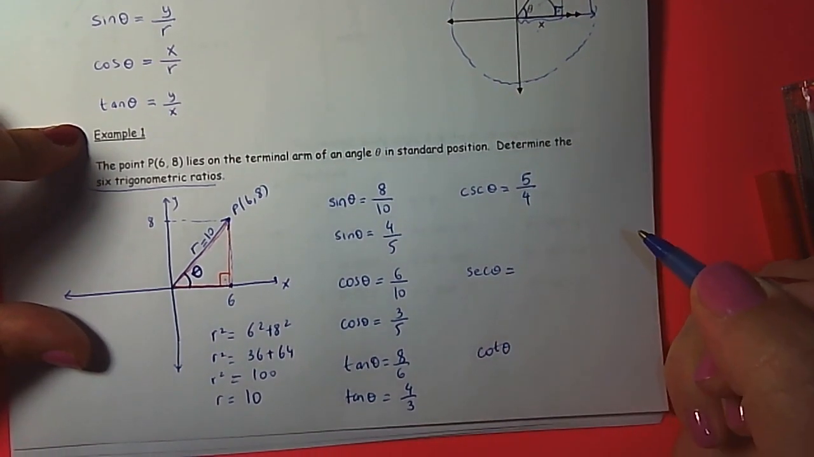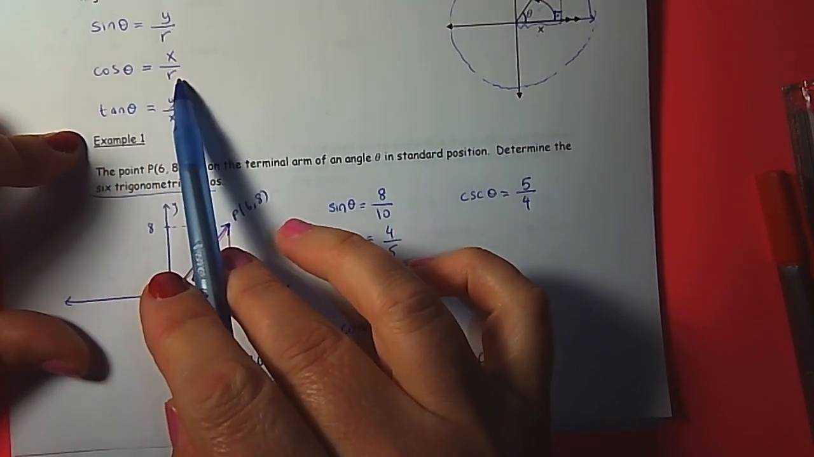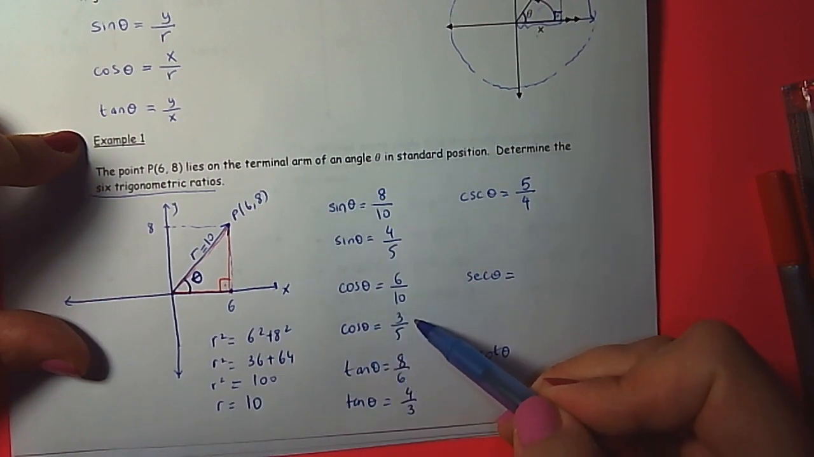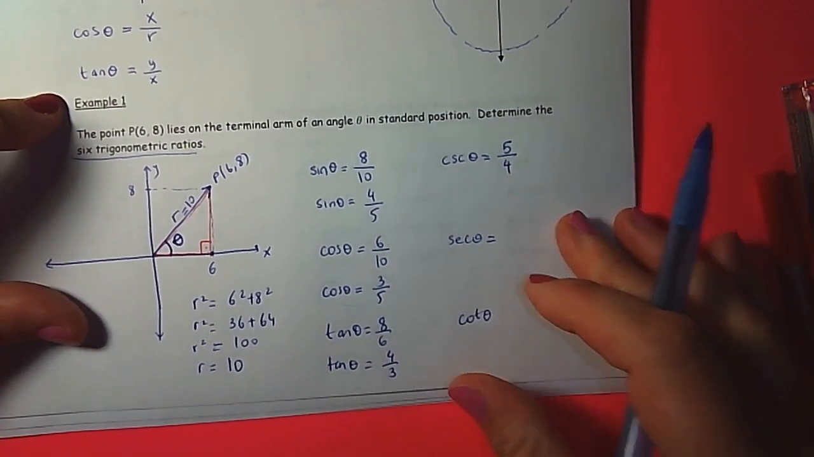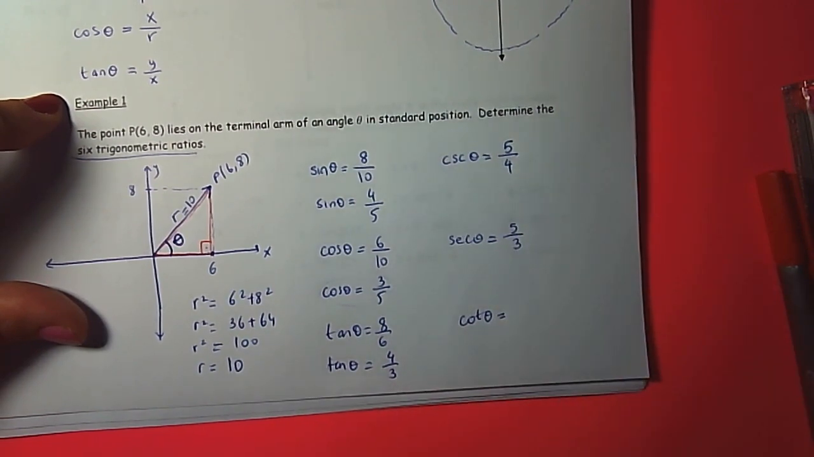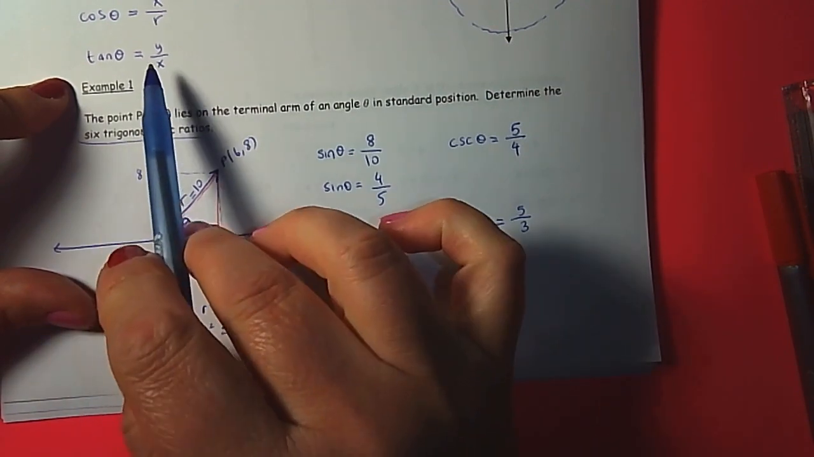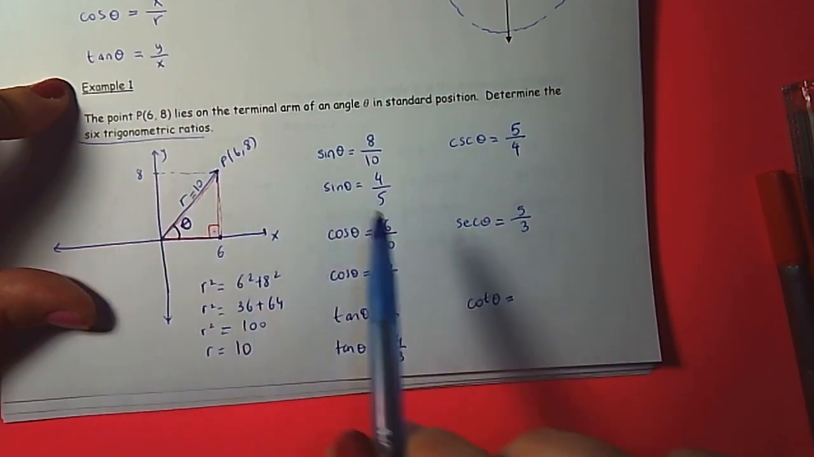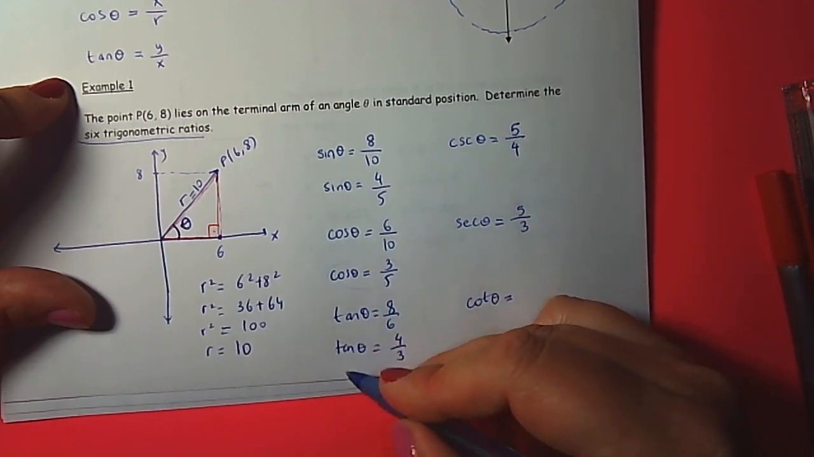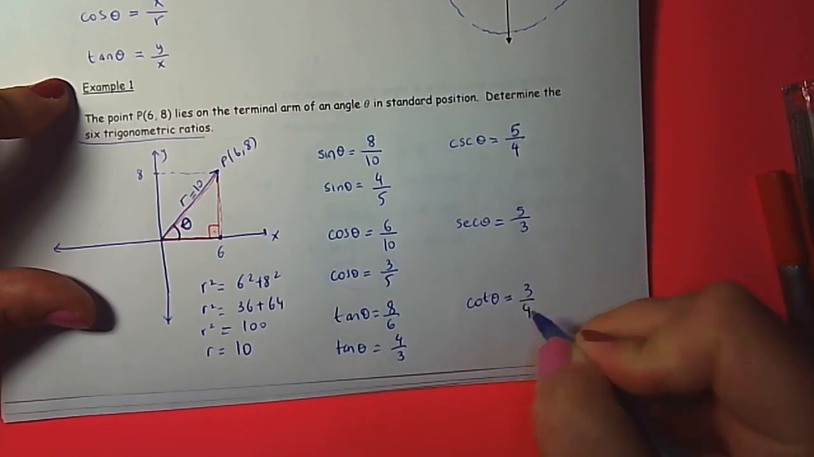And secant theta is 1 over cos theta. If cos theta is x over r, secant theta is r over x. So we can use this cos theta ratio here. 1 over 3 over 5 gives us 5 over 3. Cotangent theta is 1 over tangent theta. Okay, if tangent theta is y over x, cotangent theta is x over y. So similarly, we can use this tangent as well. Okay, and that will give us 3 over 4.